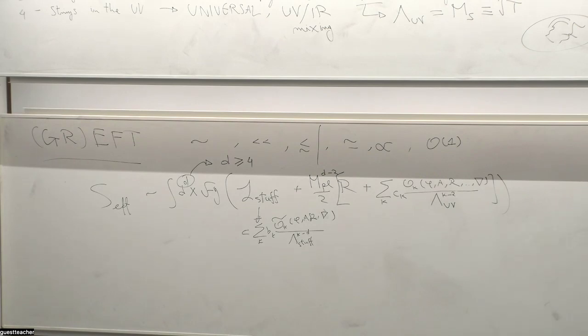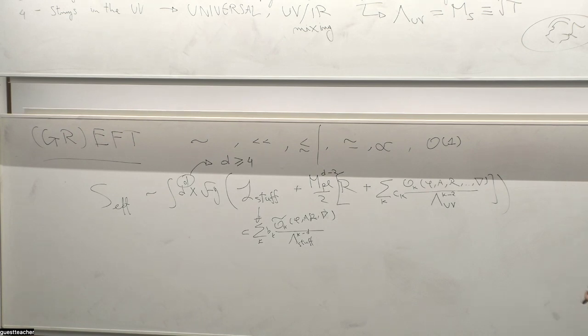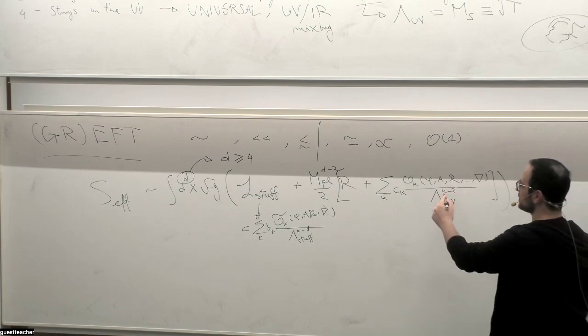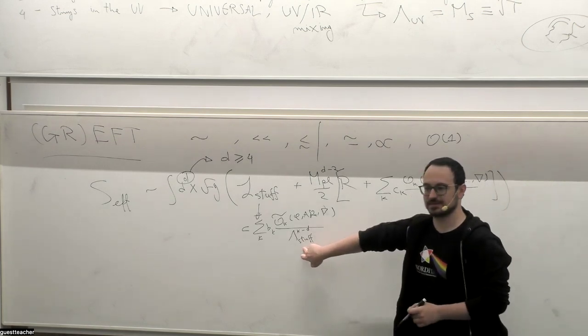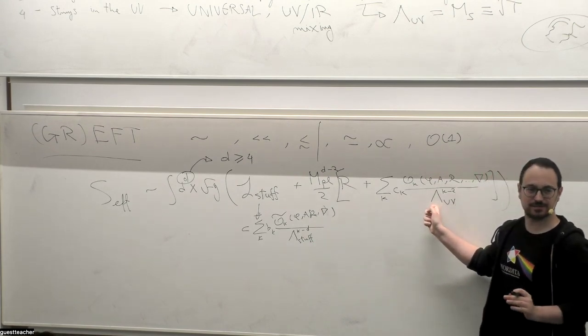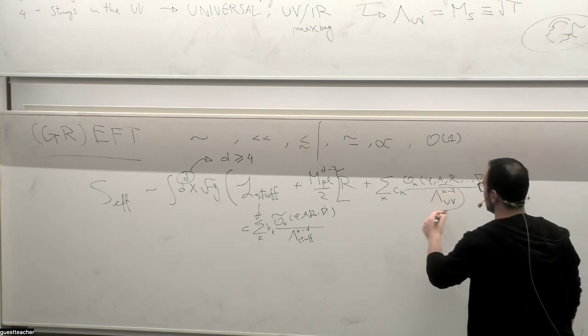Okay. Good. So now, what kind of considerations can we make? Well, let's talk about the scale. Again, this is the scale of new physics. This is the scale of new gravitational physics. This is what we care about, at least what I care about. So this is the MVP.